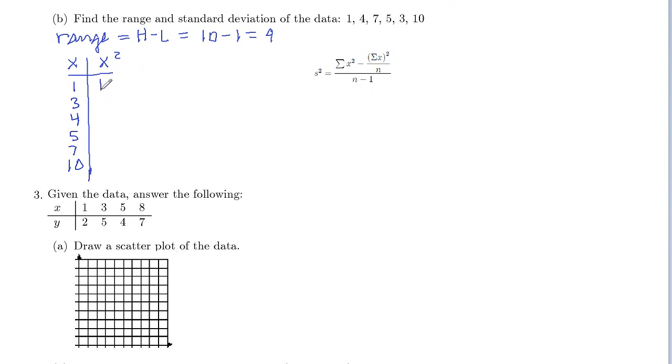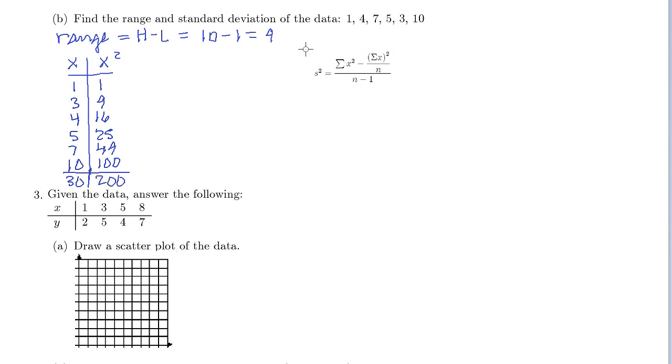So squares here then are 1, 3 squared is 9, 4 squared is 16, 5 squared 25, 7 squared 49, and 10 squared 100. Put our totals down here on the bottom. So if we sum up all of these x values here, we will get a total of 30. If we sum up the squares, we will get a total of 200.